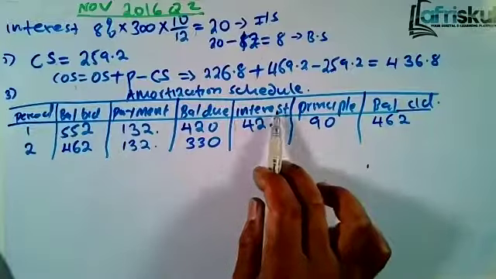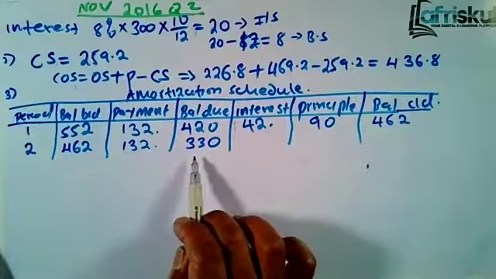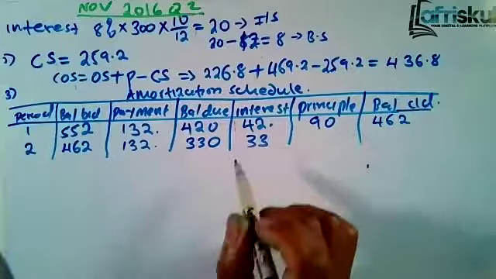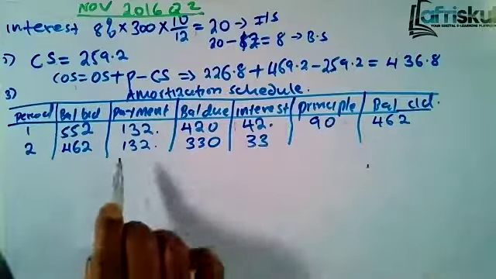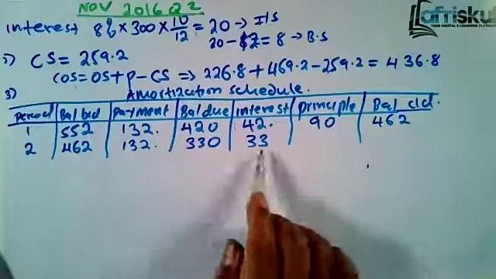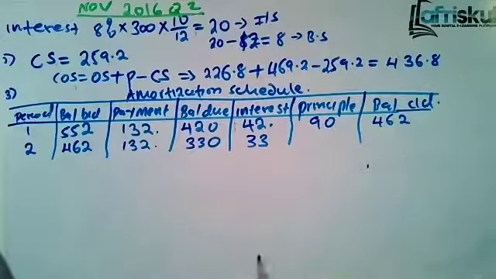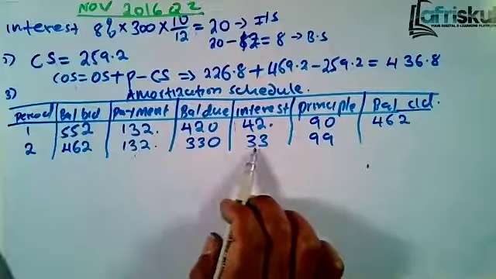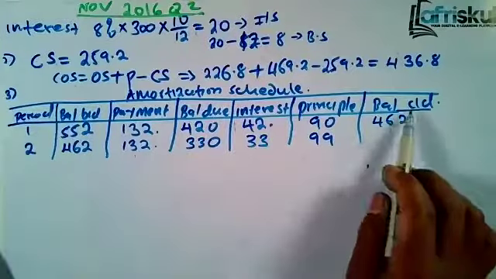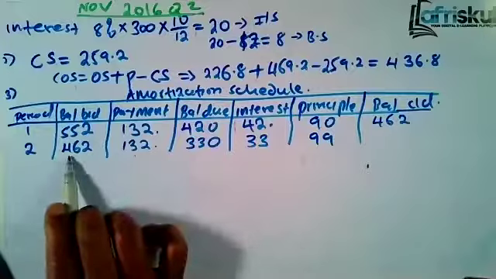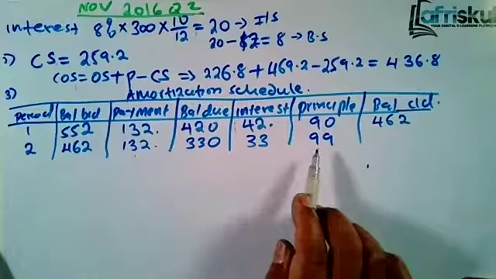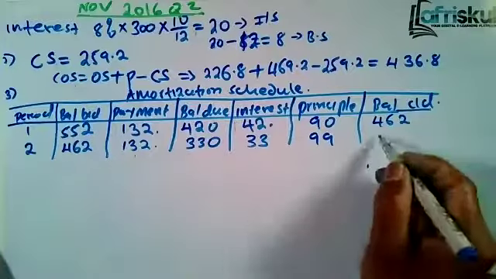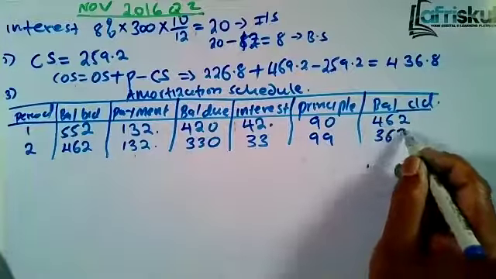Then interest is 10% of 330, which is 33. Now let's get the principal. You paid them 132. You eliminate the interest, which is inside. So that means the principal is 99, that is 132 minus 33. To get the balance carried down, the balance at the beginning of the year was 462. You deduct the principal. So it's 462 minus 99, and you get 363.